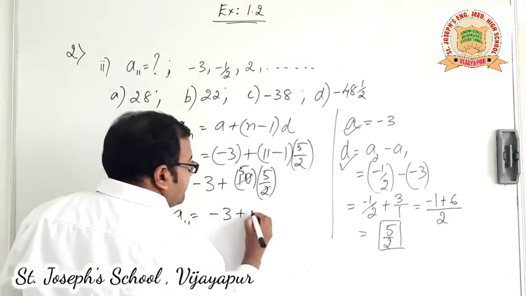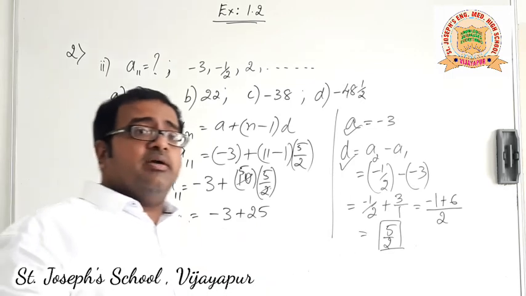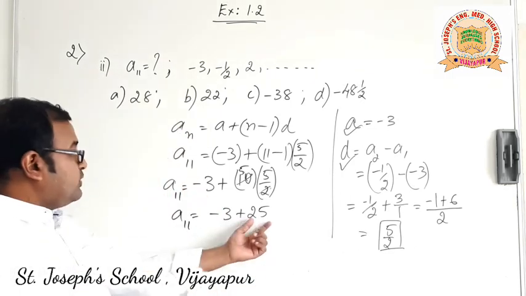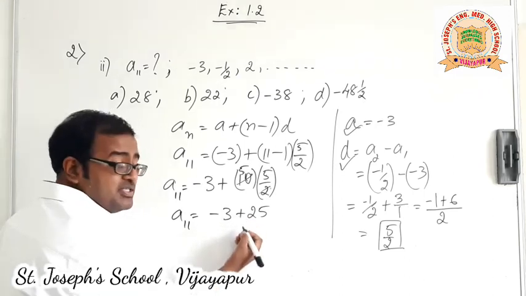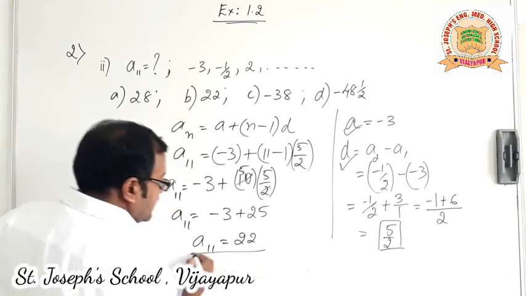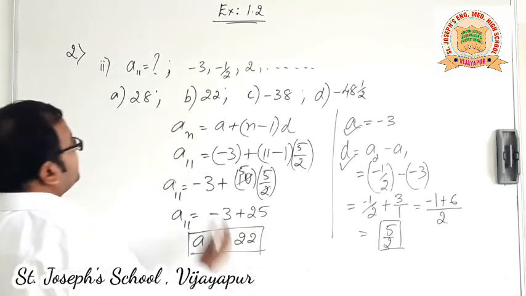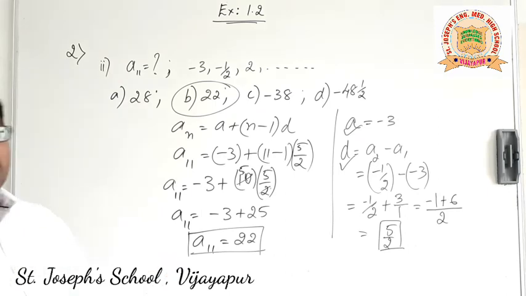Minus 3 plus 25. So opposite signs, both of them, means we have to subtract. So 25 minus 3 is 22. Bigger number sign is positive. So a11 is equal to 22. That is our 11th term. Let us find out where is that heading. There it is. B is the answer.